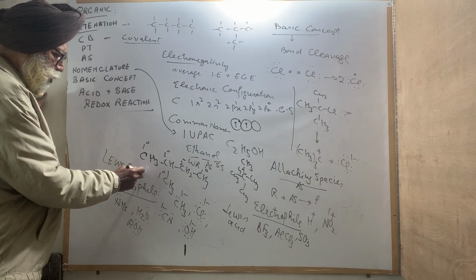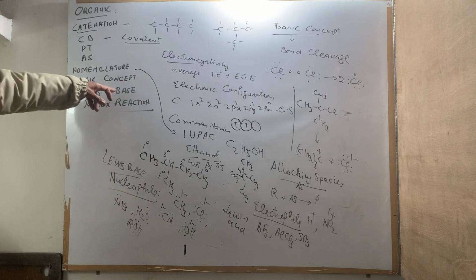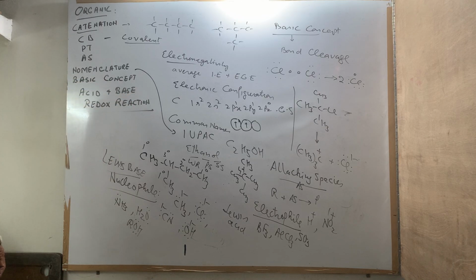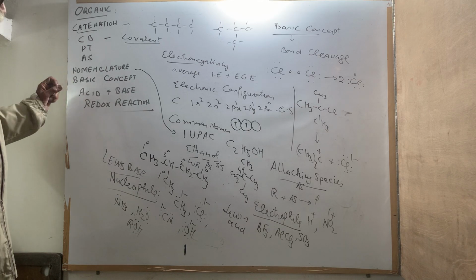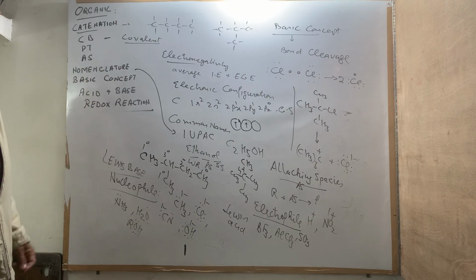Now Lewis base is also known as Bronsted base. All this comes from acid and base. So naturally, in order to understand basic concepts, one should know acids and bases. So this is the basic concept part.